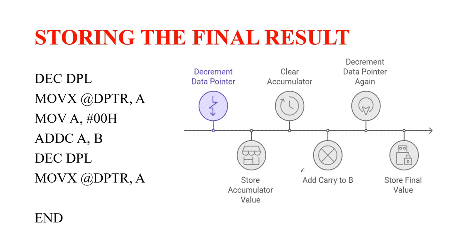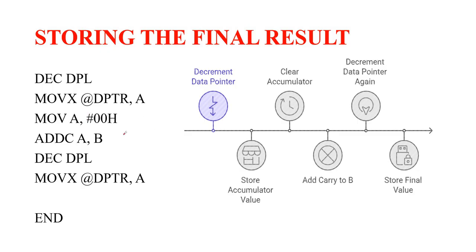Now we'll store the final result. So here the lower byte of the data pointer is decremented to point to the previous memory location, that is 9002, and the final result in A is stored at this new address. Then the accumulator A is cleared, that is, we will load the accumulator with 00h, because for addition we need the accumulator also.